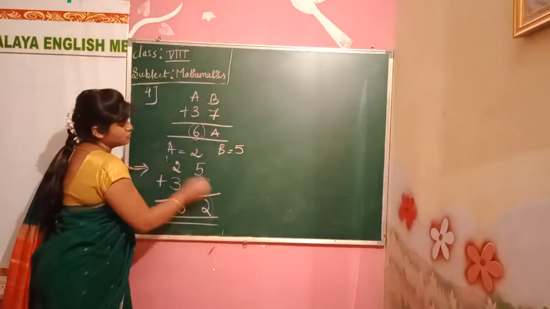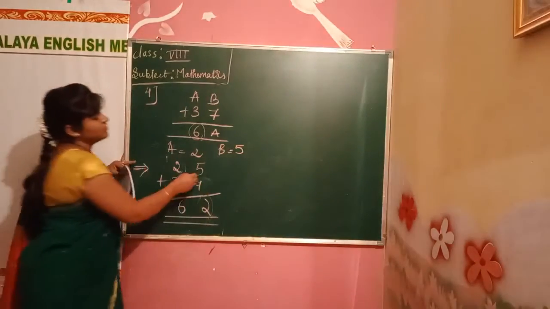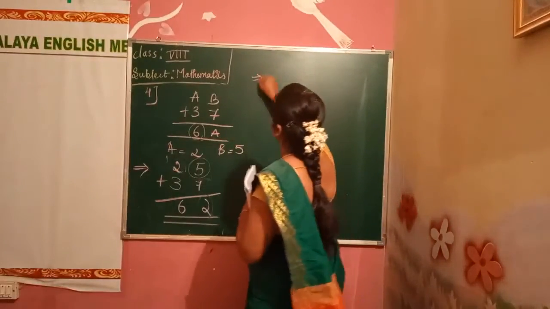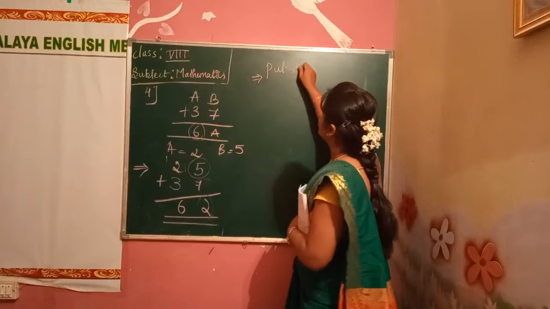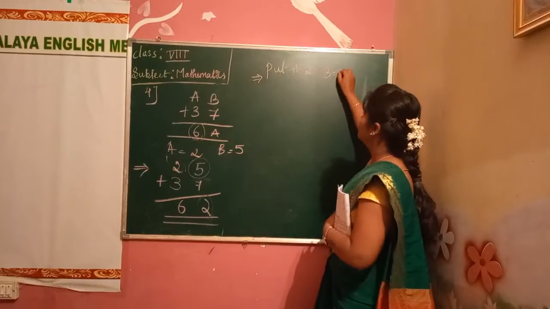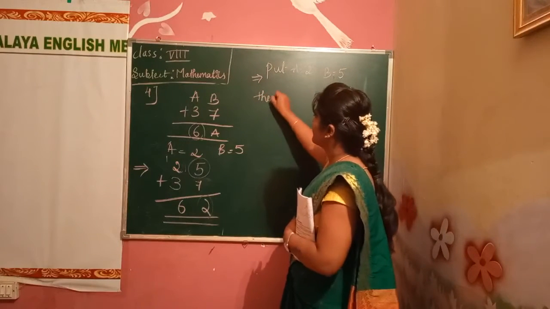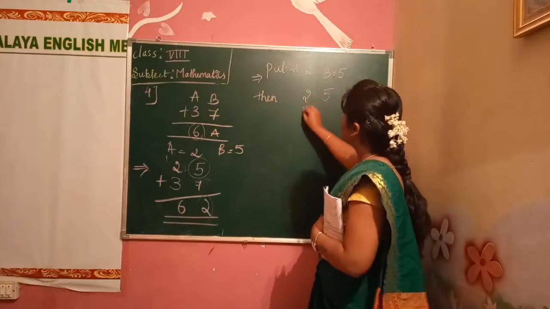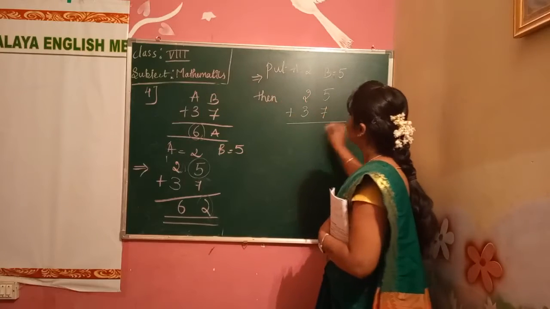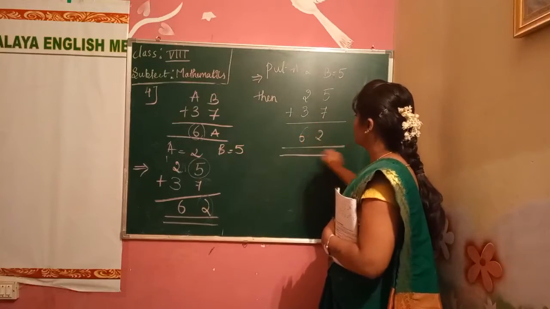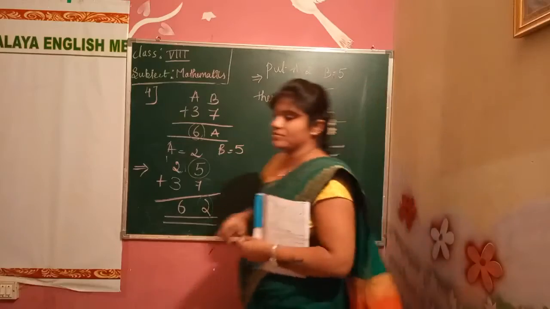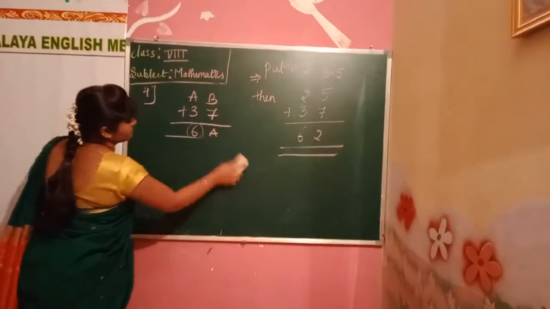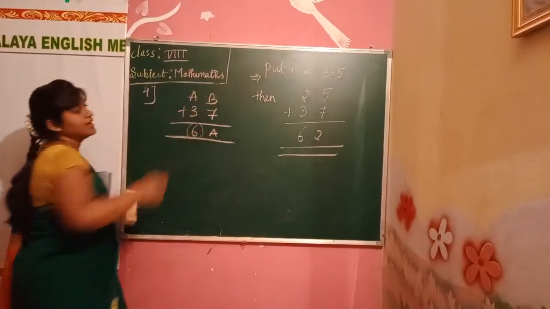Exactly what we got, 6 also here. And we got a value 2, and here also we have a 2 only, and we got b also. Yes, this holds. So put a is equals to 2, b is equals to 5. Then 2 5 3 7, we get what? 6 2. This is the answer. Write it correctly. Write neatly. Okay, after writing this, write that.